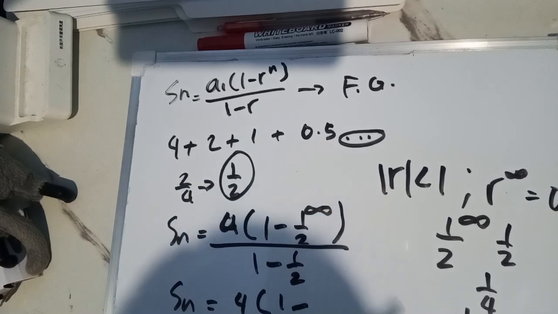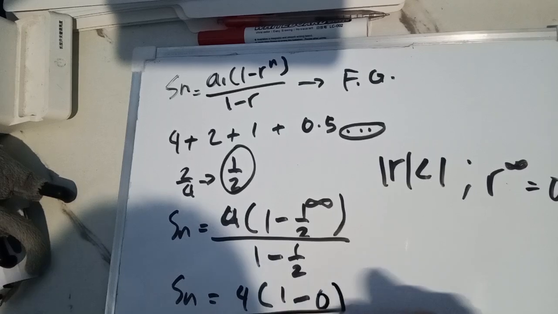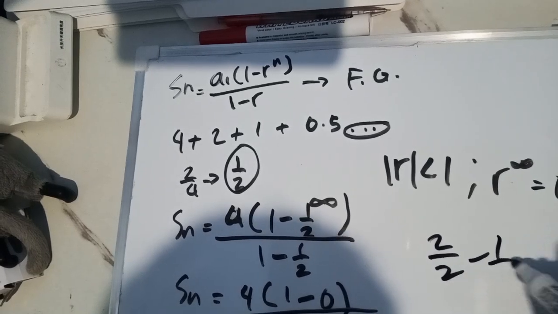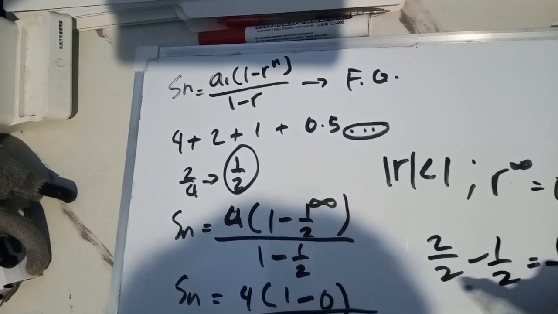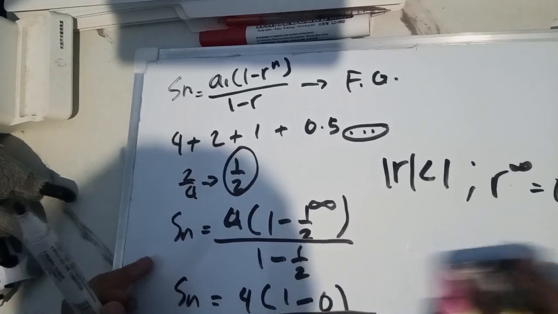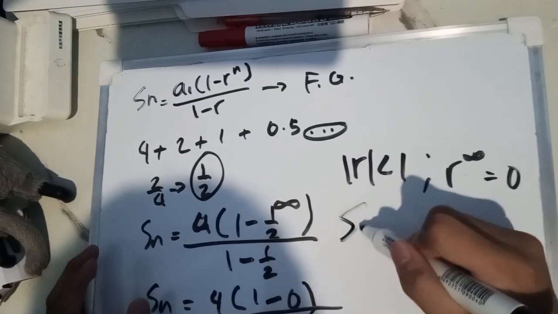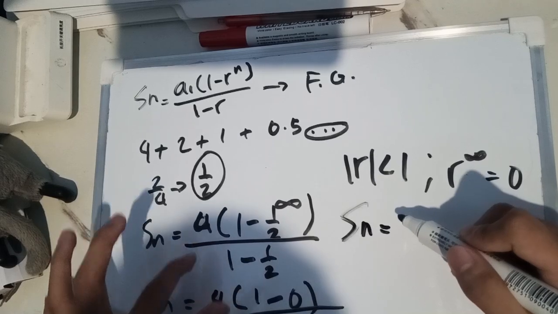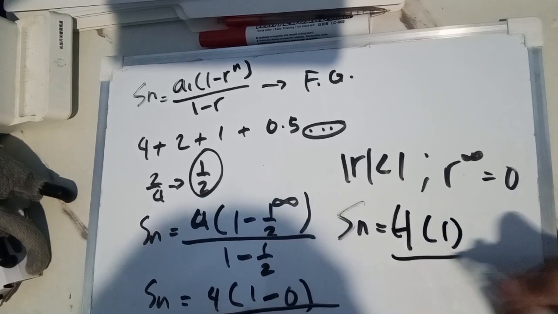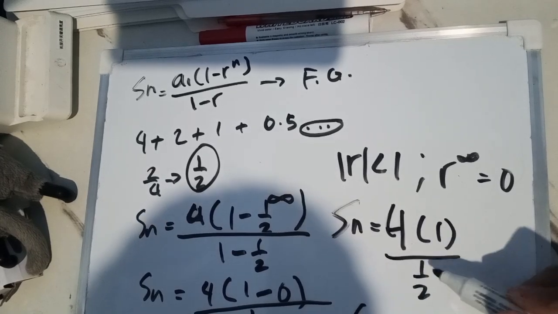Okay, so that is 0. And 1 minus 1 half, that is 2 over 2 minus 1 half. So 2 minus 1 is 1, copy the 2, so 1 half. Okay, so Sn is equal to 4 times 1 minus 0, which is 1, over 1 half. Sn is equal to 4 times 1 is 4, over 1 half.